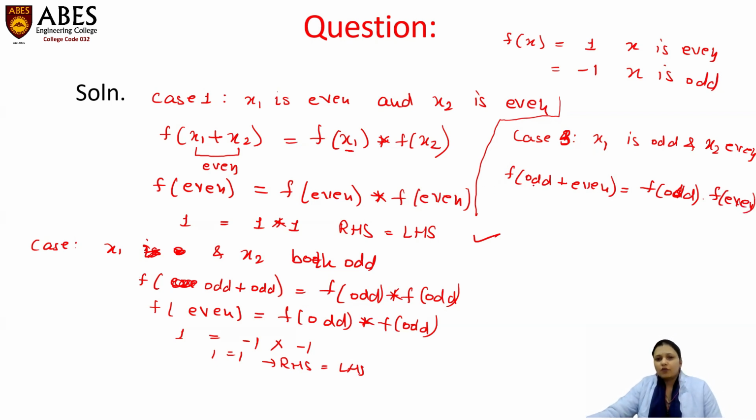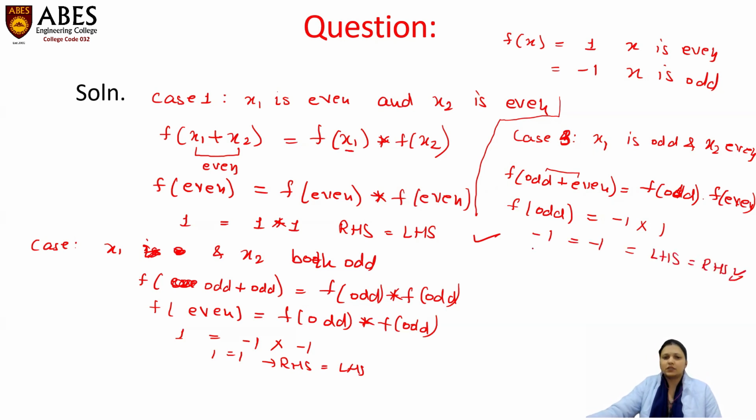F of odd plus even: what will we get when we add one odd number and one even number? Let it be 2 and 1. We will always get odd. And f odd, we know that it is -1, and f even is 1. F odd is -1, and this is also -1. Hence LHS is equal to RHS. Case 3 is also satisfied.